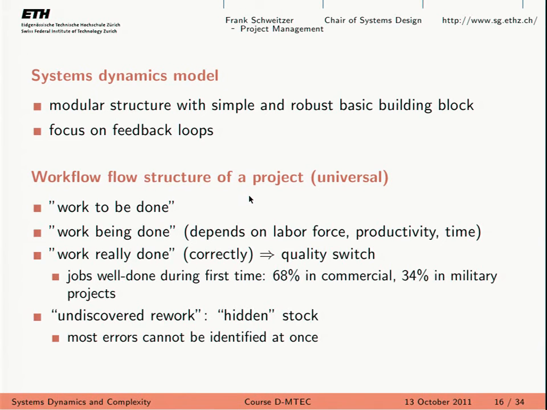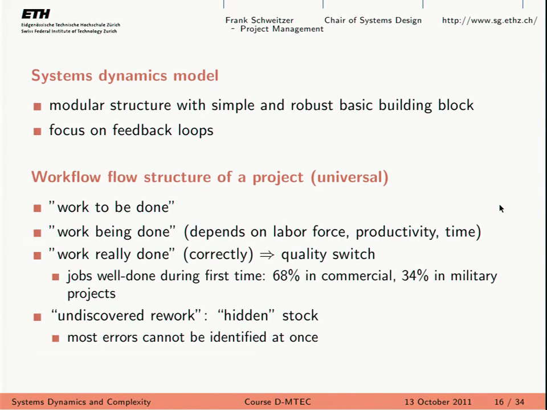For instance, if I'm an important bureaucrat and I have to put stamps on a paper, right? The work to be done may be this pile of paper here that I need to stamp. The work being done is the actual paper that I'm putting a stamp on. So this is the work that is currently in process. The work really done is the completed work which has passed quality standards.